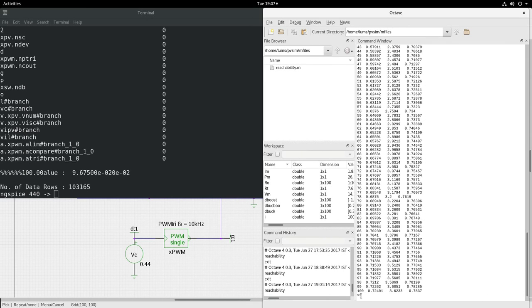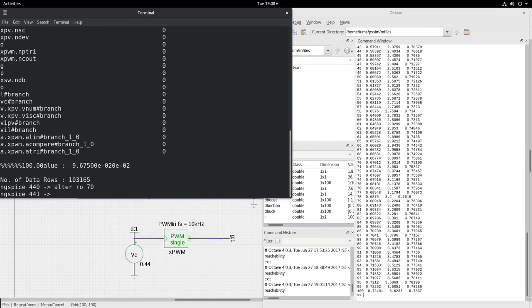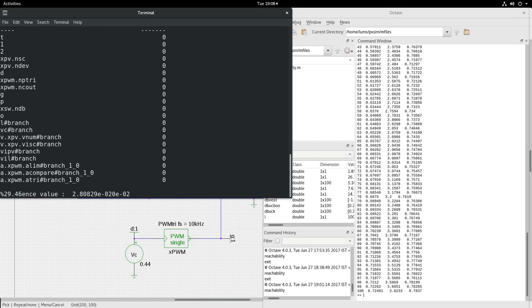Let me now change the R0 value from 100 to something lower, let us say 70. At 70, the duty cycle is 0.67. That corresponds to 0.67 into 2 minus 1, which is 0.34. So instead of 0.44, we can change it to 0.34. But first, let us change the R0 value from 100 to 70. So let me alter the value of R0 to 70. Now let us run the simulation.